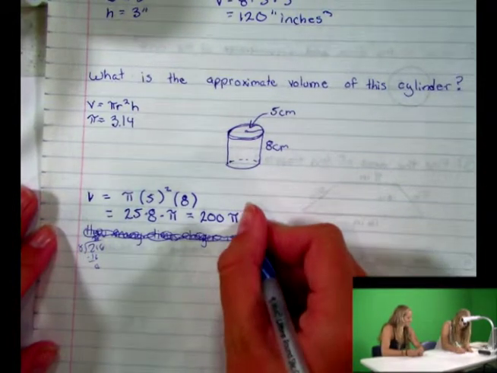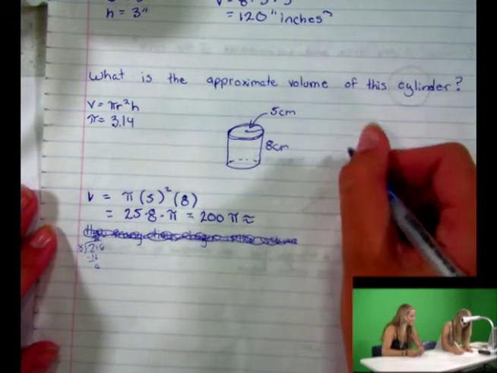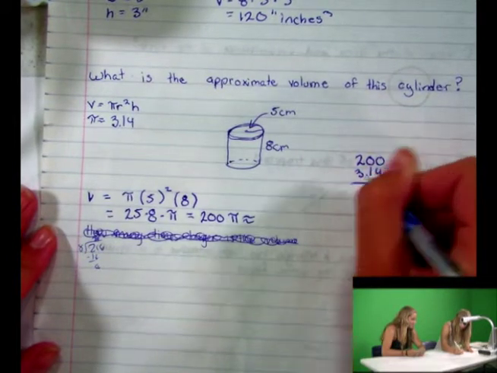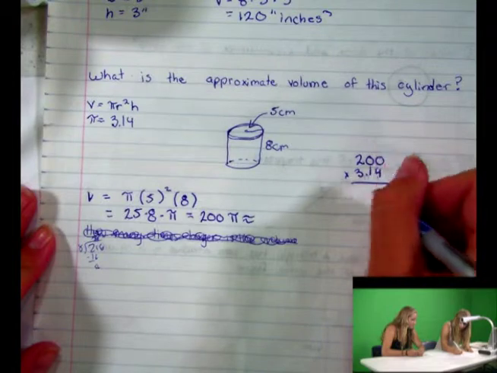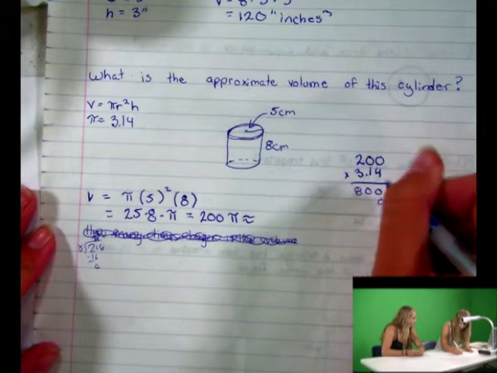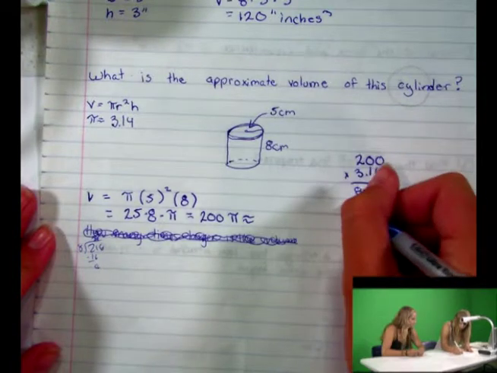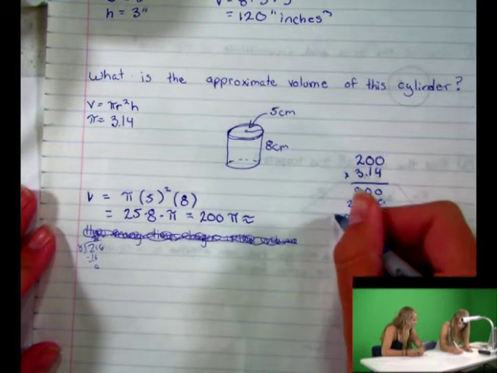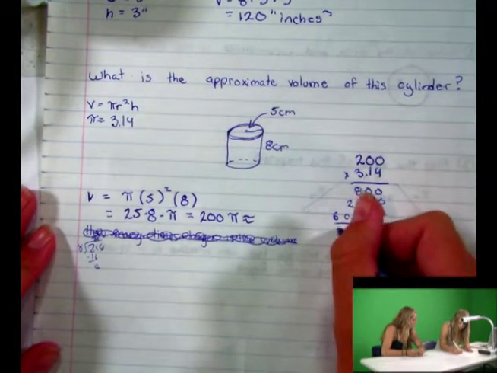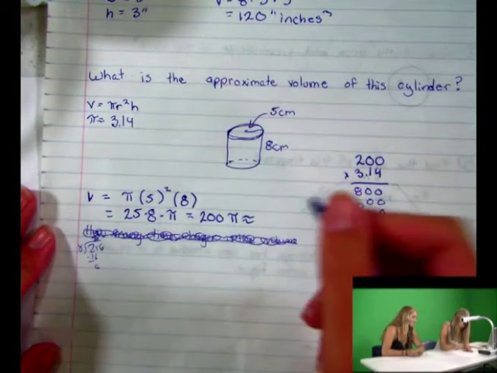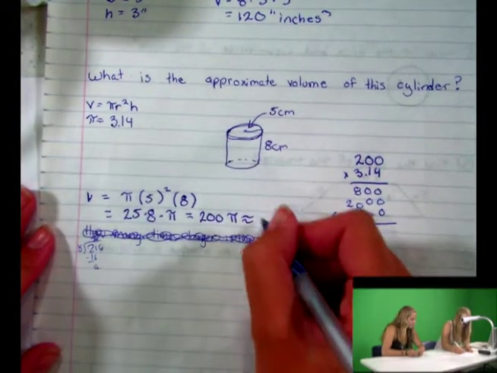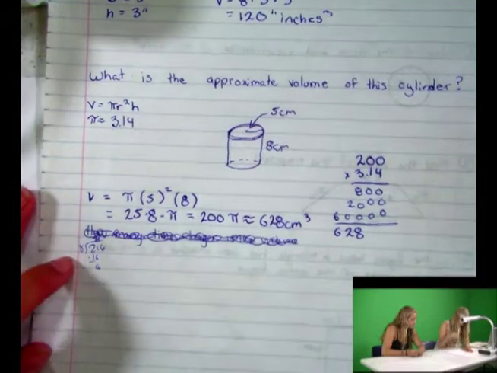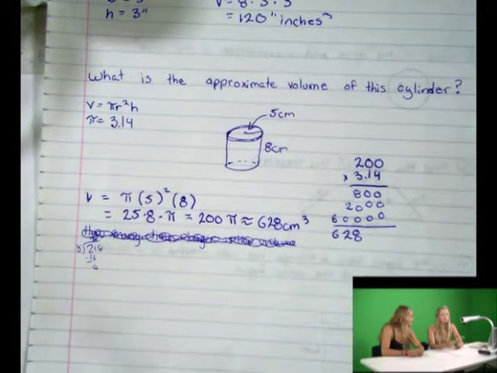628? Right? I don't know. We can multiply it out. Is that right? Yeah, 628. So the approximate volume of the cylinder is approximately 628 centimeters cubed. Cool. That's it. Thank you.